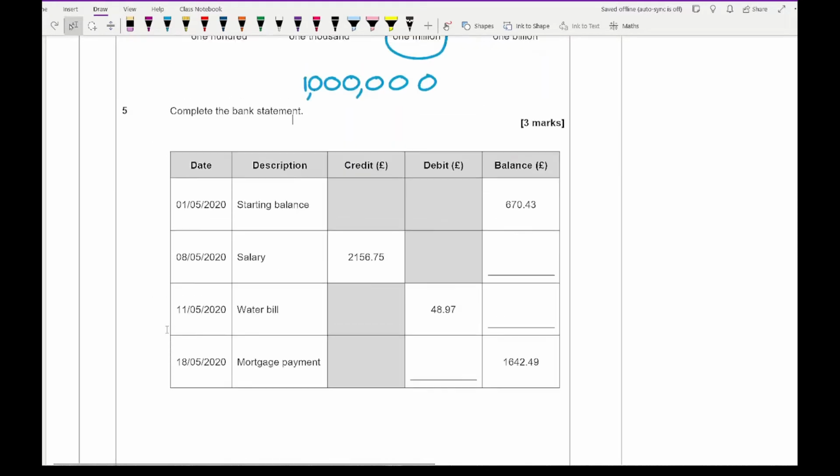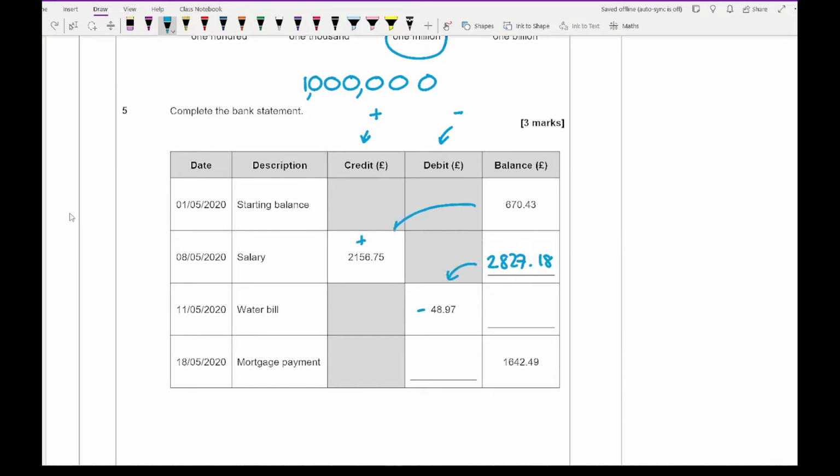Moving on to question 5, it says complete the bank statement. And so here we've got credit, which is where you add, and debit, with which we take away. So here we're going to have £670.43 plus £2,156.75. So we type that into our calculator and you should have the correct answer of £2,827.18.